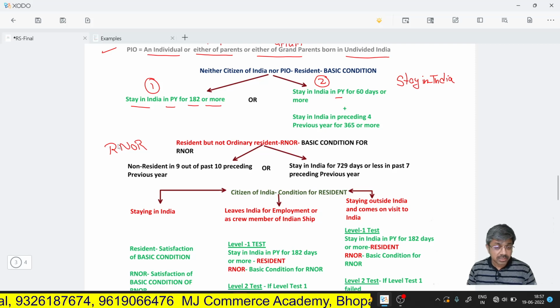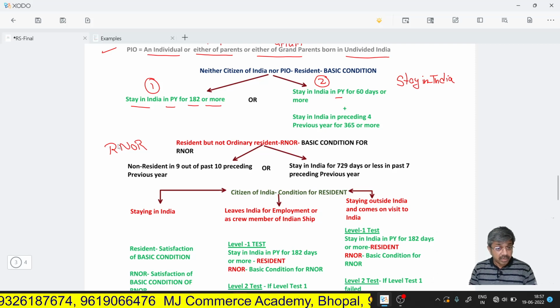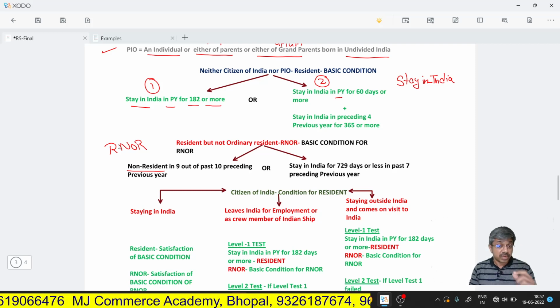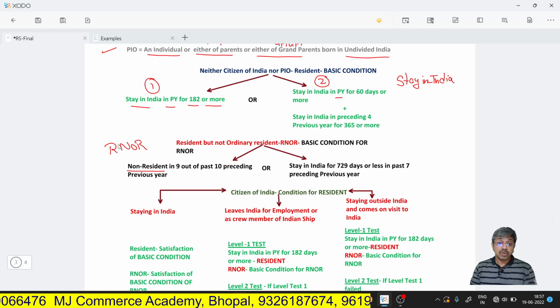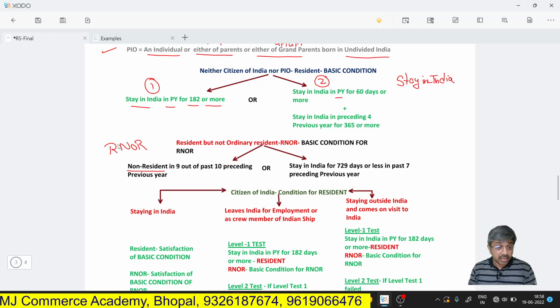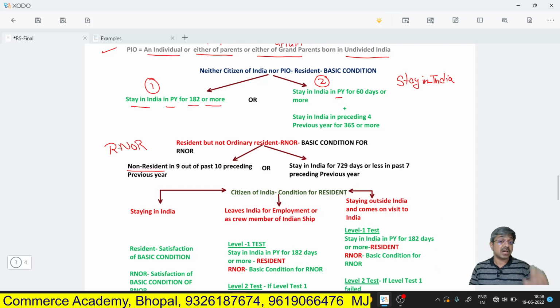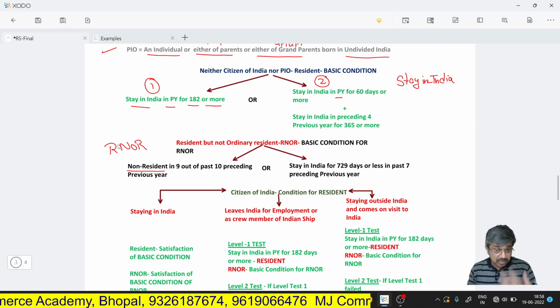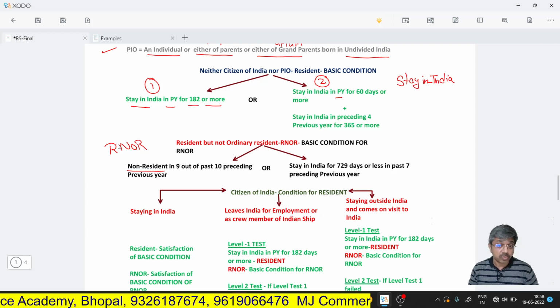Let me dwell upon these conditions. If an individual is a non-resident in 9 out of the past 10 preceding previous years. Preceding previous years means, the previous year for which we are determining the residential status, the 10 years before that. If the individual is a non-resident in 9 years, then he will be treated as a resident but not ordinary resident of that previous year. I will take an example shortly, it will be more clear to you.